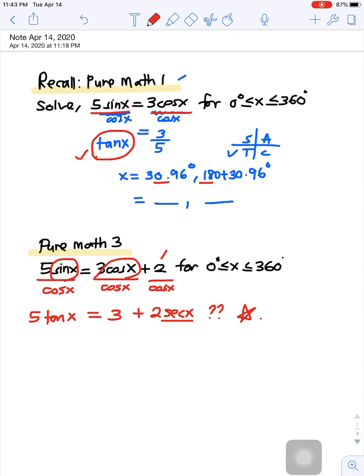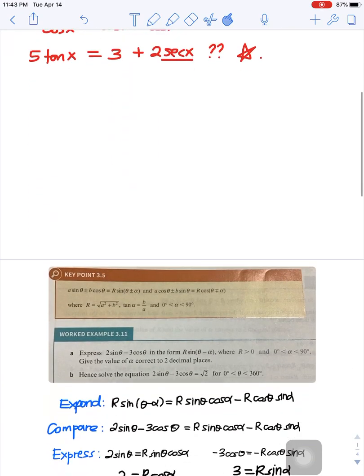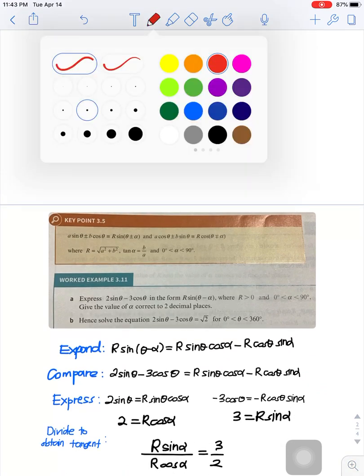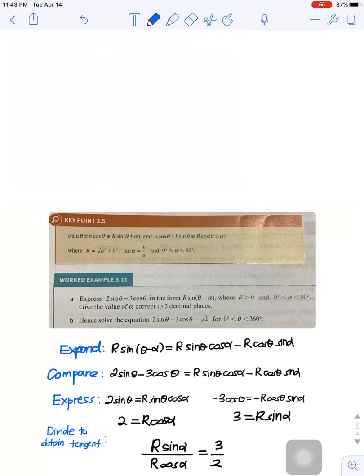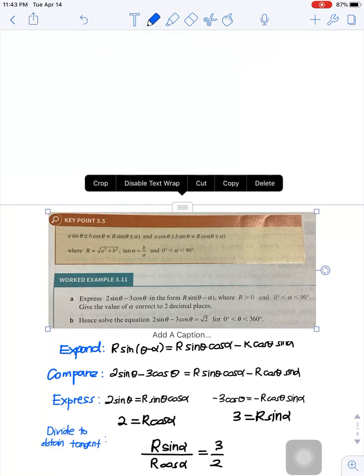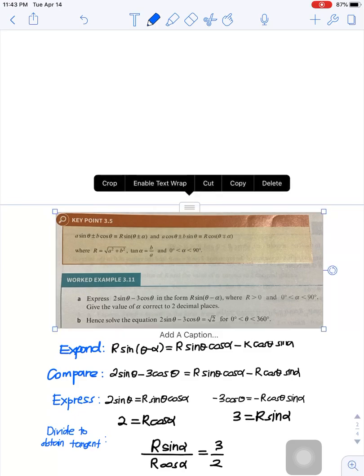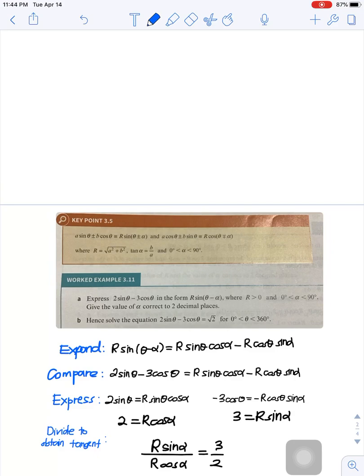In order to do this, I am going to introduce some concepts. What is that concept? If you look at your key point 3.5, they are telling that if you have something written in this manner, like a sin x plus b cos x, it is equal to r sin (theta plus alpha). So they are giving you two formats like this.